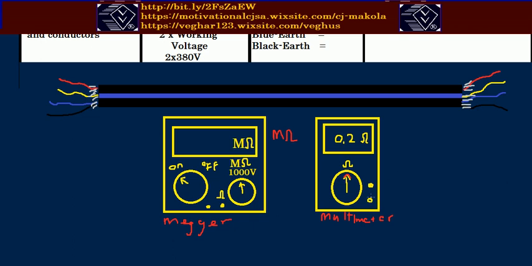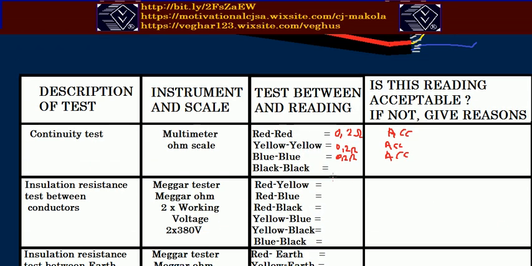And then we bridge red and black, which means we are testing black, because red is our reference. So we put 0,2 and write acceptable. This is how you will test the continuity.